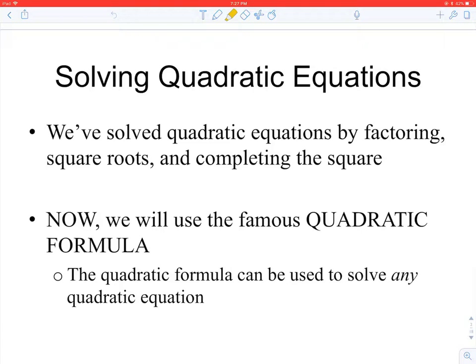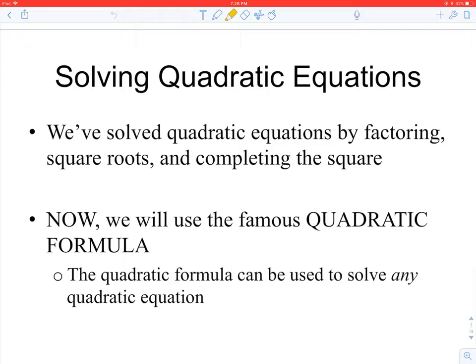Okay, so far we've solved quadratic equations already by factoring and square roots, and then also completing the square. Factoring was from chapter 7. Remember, you would rewrite the quadratic as a product, and then apply the zero product property in order to find your solutions. Then we looked at the square root method in section 10.1 and completing the square in section 10.2.